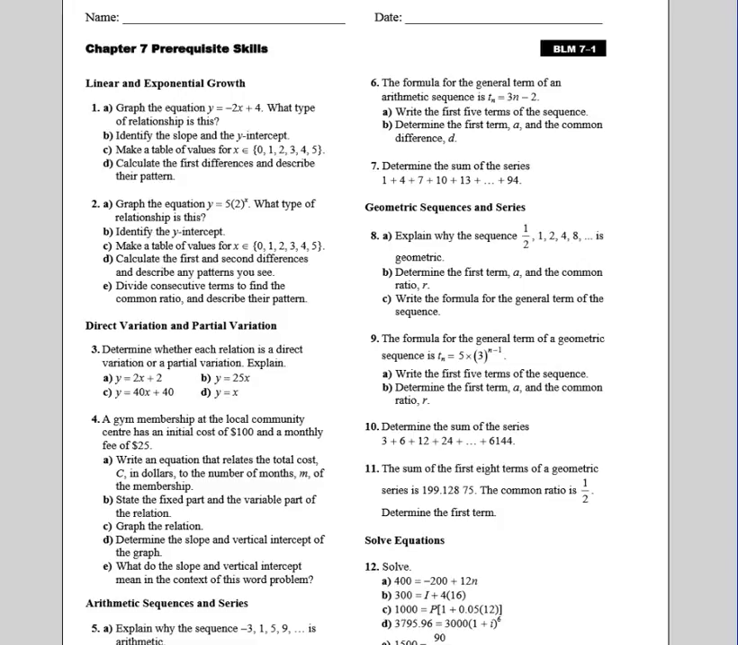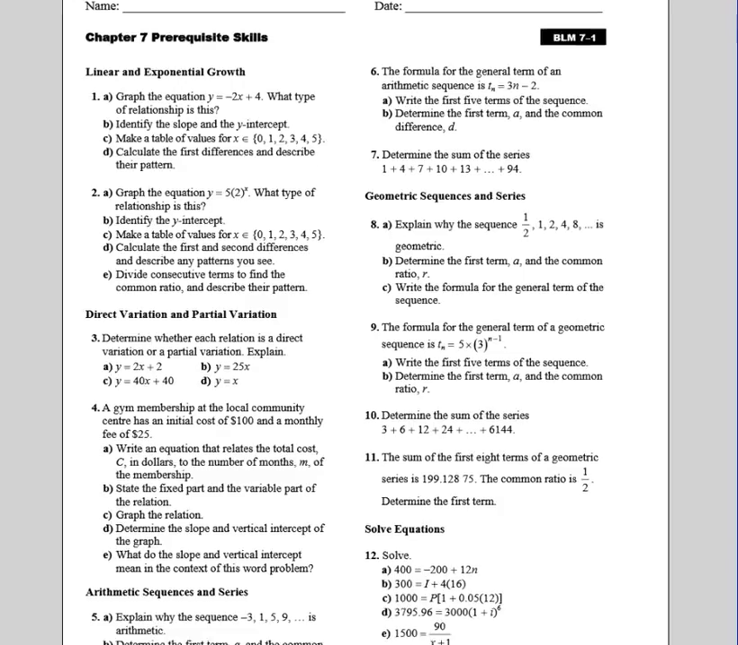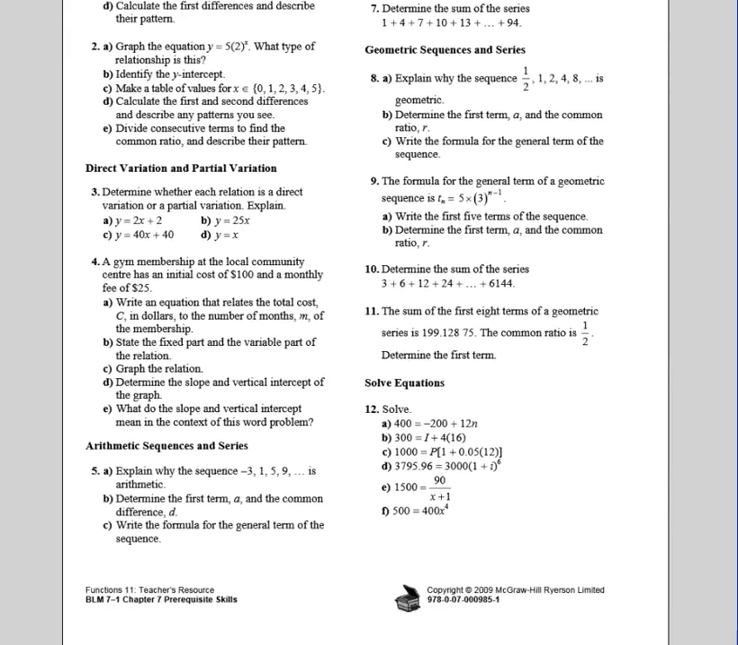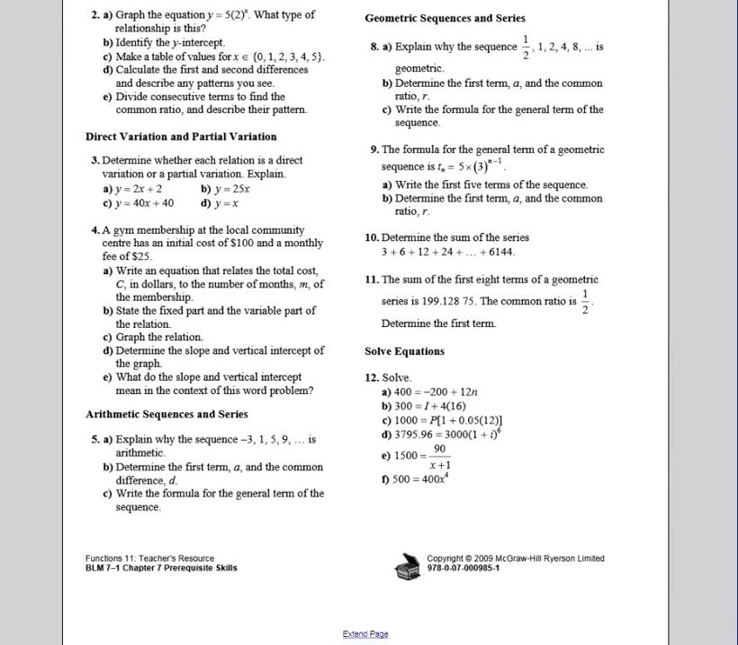Some of the things you're going to need to know before you start Chapter 7, just to list them here: types of growth, linear versus exponential. You need to know the difference between direct and partial variation. You've probably finished arithmetic sequences and series by the time you've started viewing this video, so the difference between those two types of sequences and those types of series. Solving equations are some other skills that are useful, as well as, I would say, converting between decimal and percentage, which is not listed here, but is a skill you need to have.